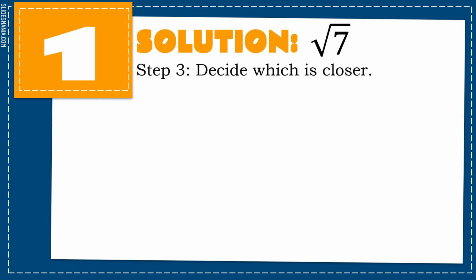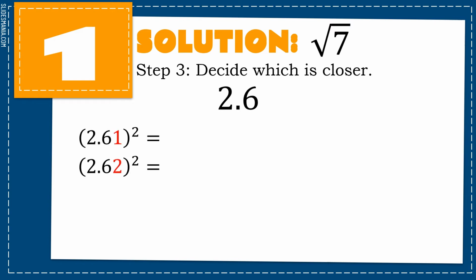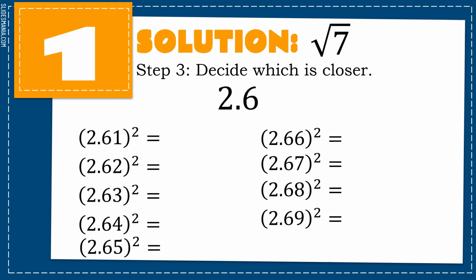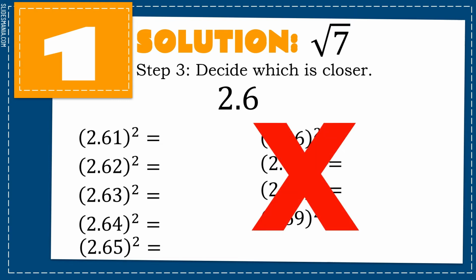Since 7 is closer to 6.76 compared to 7.29, and 6.76 is the square of 2.6, then estimate further by squaring the numbers 2.61, 2.62, 2.63, 2.64, and 2.65. Squaring 2.66, 2.67, 2.68, and 2.69 is not necessary since the square root of 7 is closer to 2.6 than 2.7.